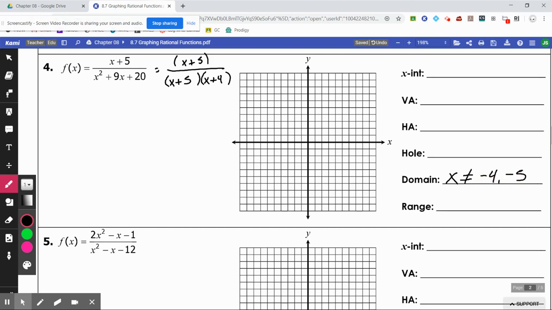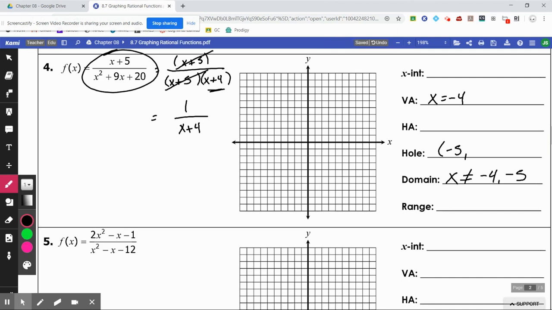Now what happens there? First off, notice that you can cancel this to clean it up. So you're going to have a hole located at negative 5. You're going to have a vertical asymptote located at negative 4. So x equals negative 4 is a vertical asymptote. So from here on out, let's do this. Instead of using this to graph, let's graph 1 over x plus 4. That's much cleaner. We can reduce that.